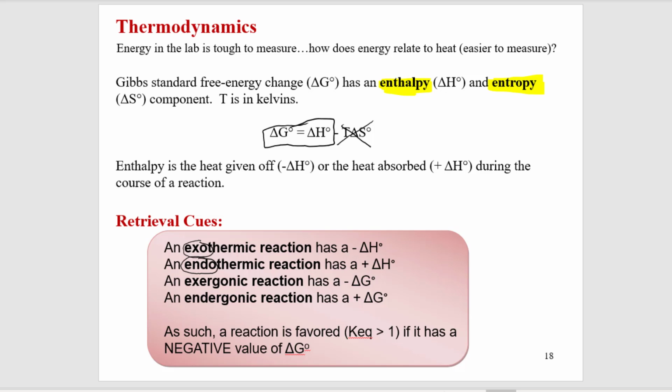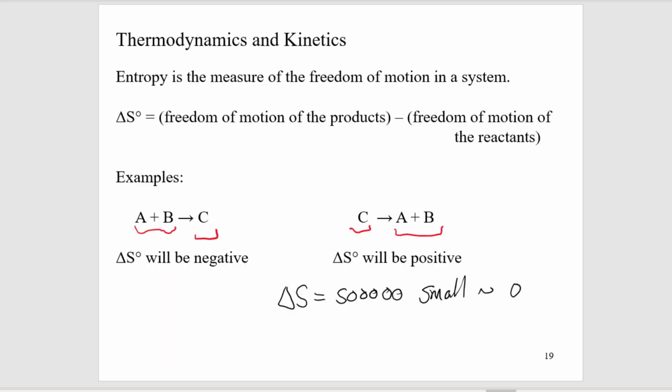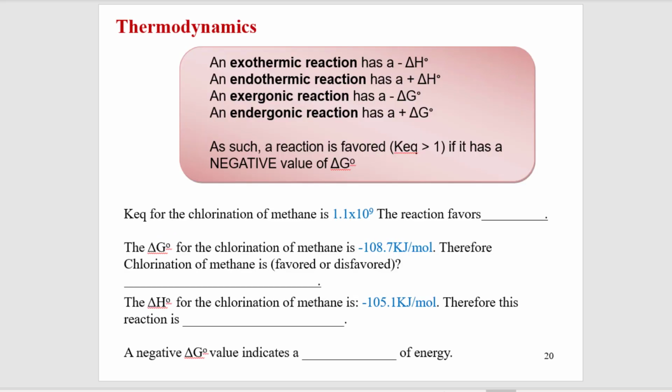This relates exactly to free energy. Exergonic, or outside, has a negative delta G. Endergonic, inside, has a positive delta G. So if we go back, a reaction that's favoring the products has a KEQ greater than 1, and therefore has a negative delta G, which means it has a negative delta H. Okay, so I've got you reminding that up here.